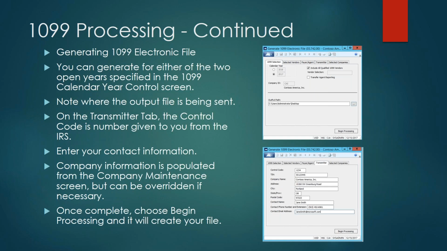All right, so if you're going to generate a magnetic file, you can generate the file for either of the 2 years. You put in the year at the top of the screen there. Note where your output file is going to be sent. On the transmitter tab, the control code number is given to you from the IRS. You'll enter your contact information. And again, the company information comes from the company maintenance screen, but can be overridden if necessary. And then once that information is complete, you can hit begin processing and it will create your file for you.